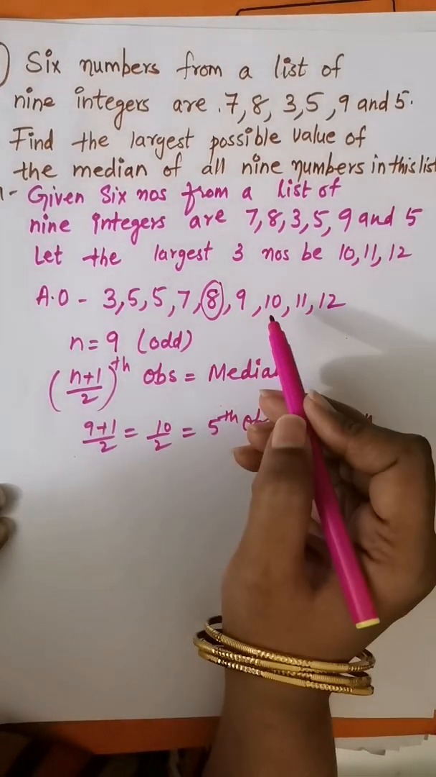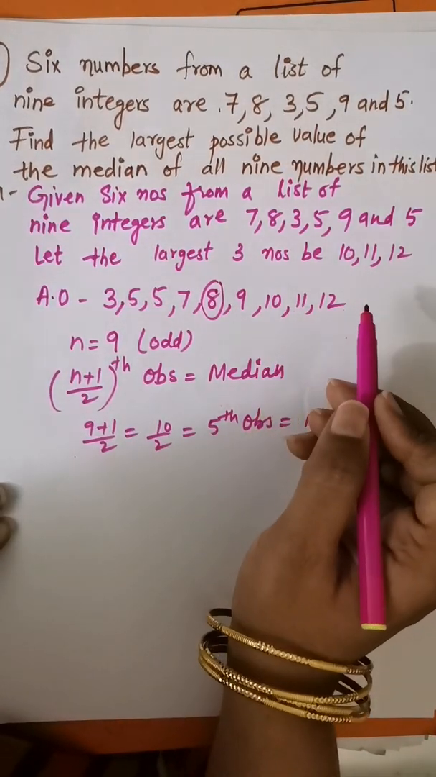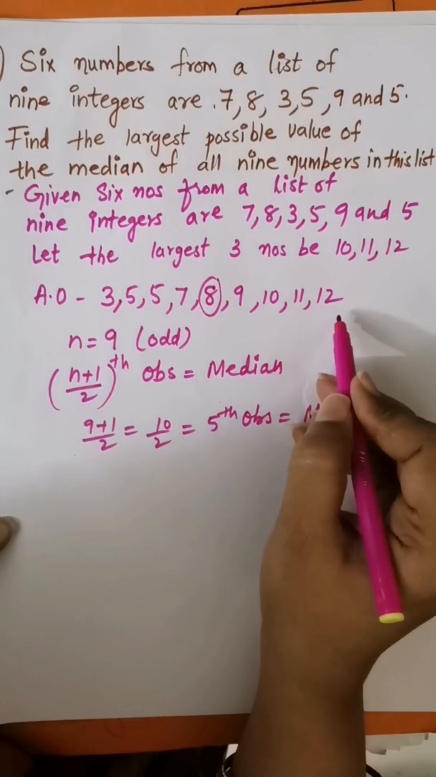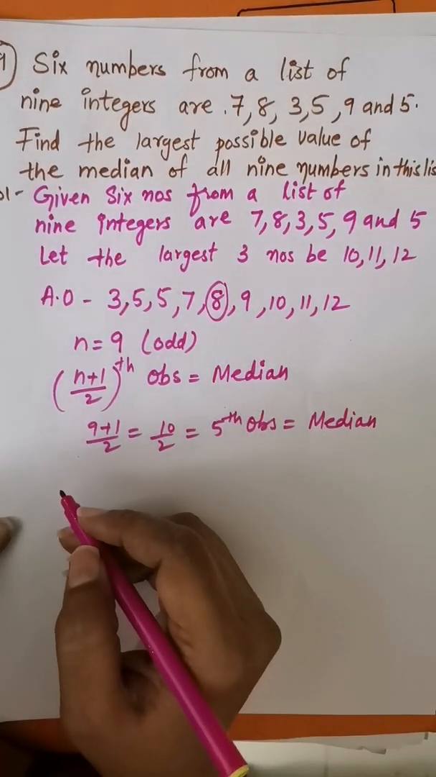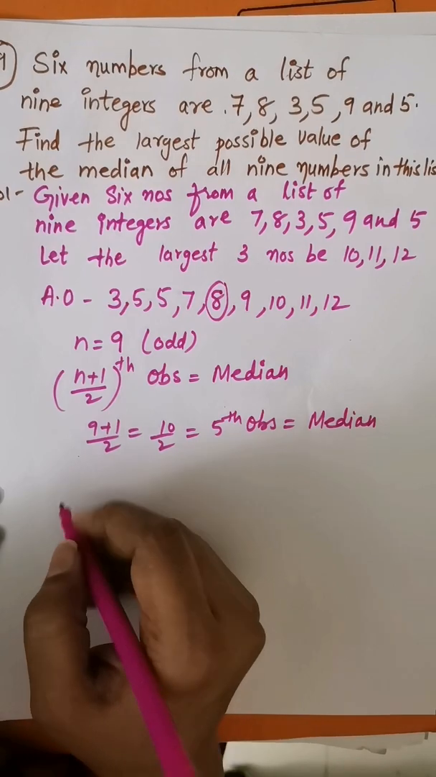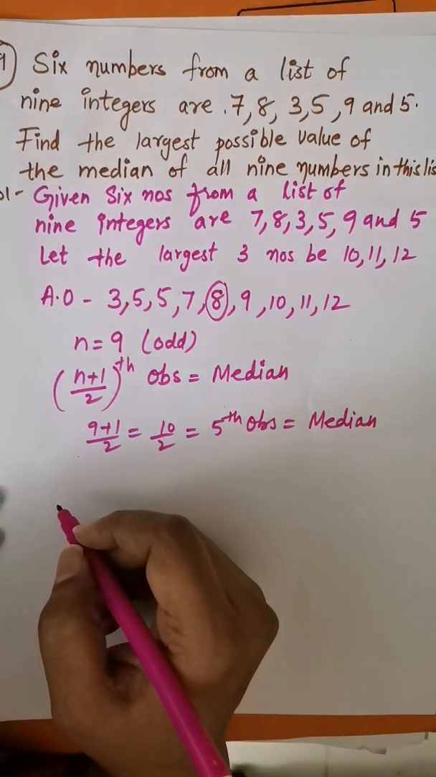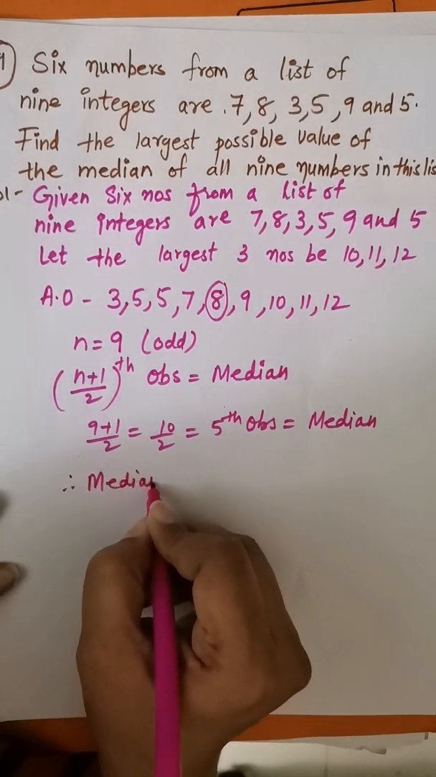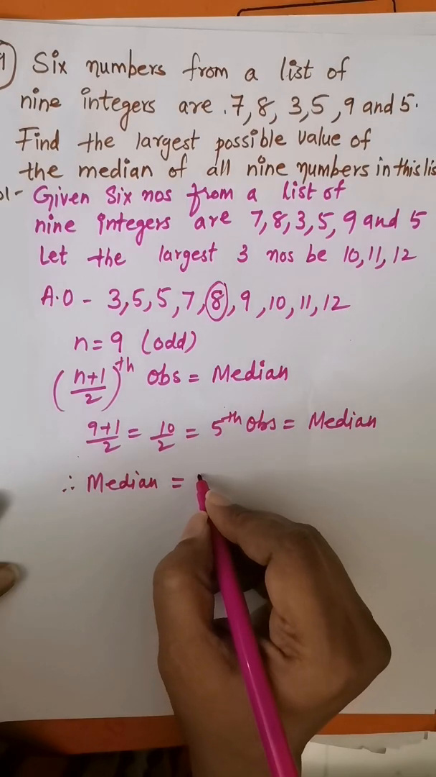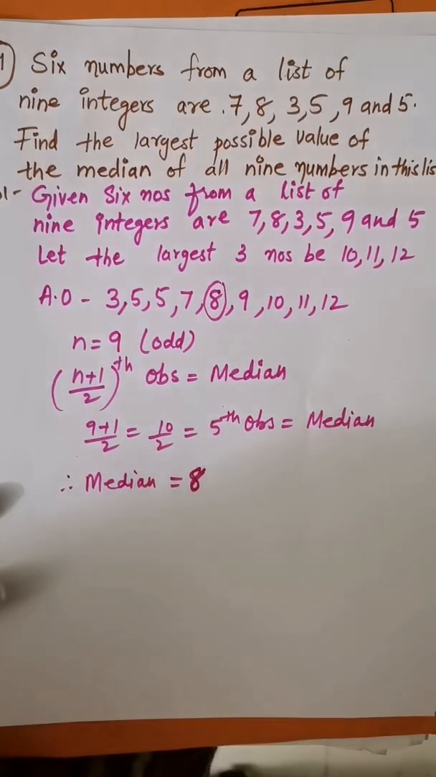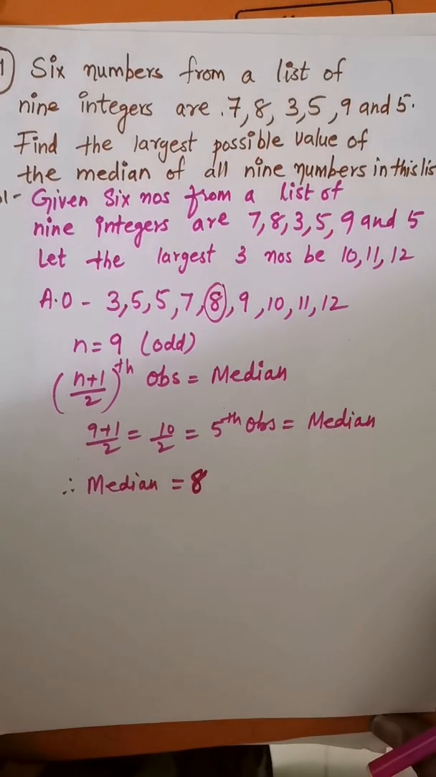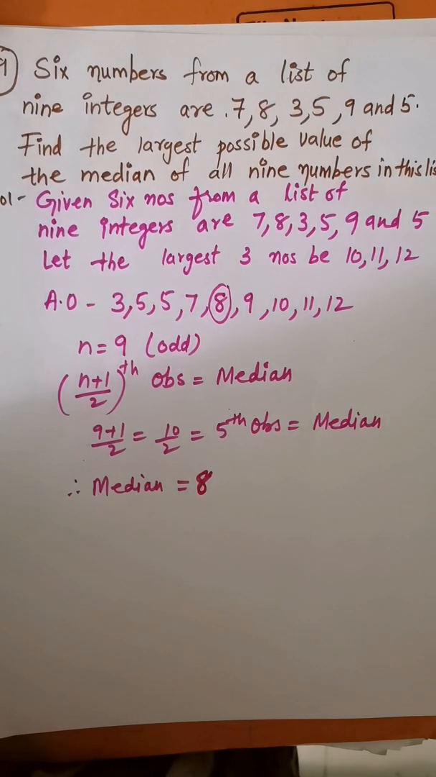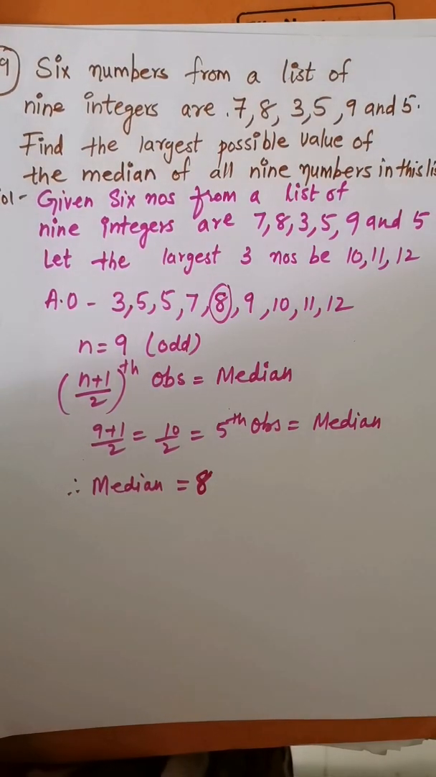For the largest possible value of the median of all the 9 numbers in the list, you can take any number for the largest 3, but the median is at the fifth position. Whatever number you take at last, the median remains the same. Therefore the median is equal to 8. Whatever number you take for the largest 3 numbers, the median remains the same.